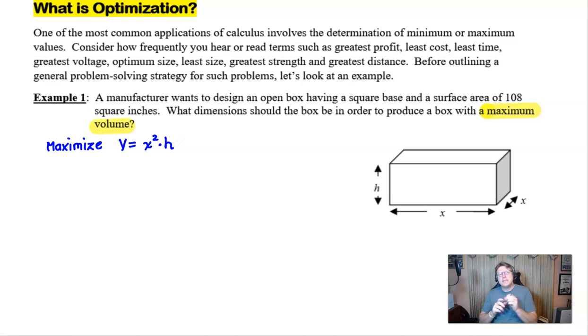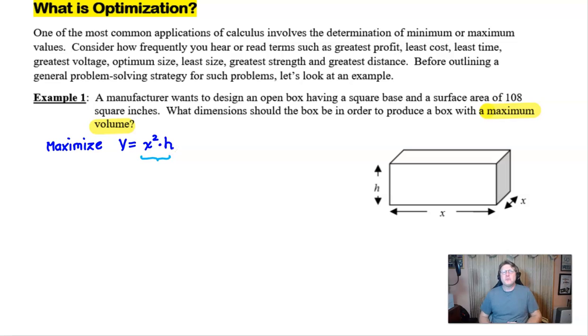Now, here's our dilemma. You've probably gotten to a point in your calculus lives where you know that if you want to find the maximum of a particular function, all you need to do is take the derivative of that function and then go about a few other steps, finding critical numbers and whatnot. The problem is we're not quite in a position to take this derivative, because there are too many variables. There is one too many variables in this question.